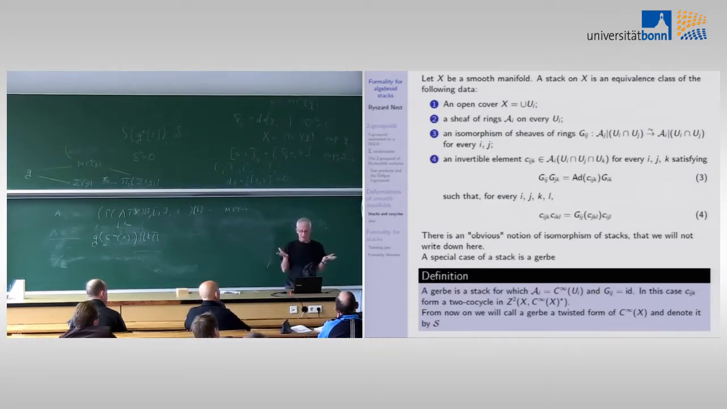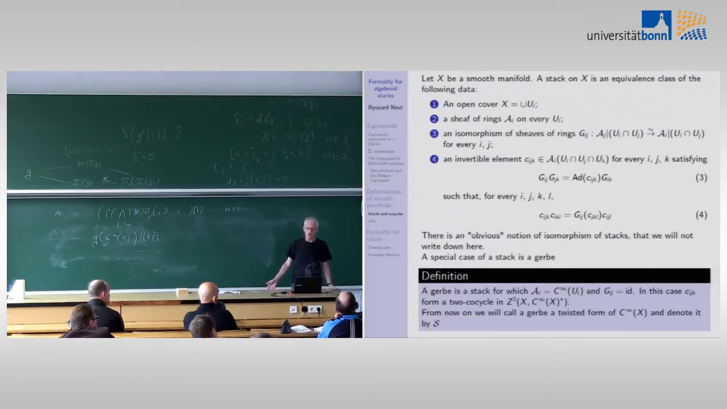So a stack on X, where X is a smooth manifold or complex manifold, is an open cover. On every open set, we have a sheaf of rings. Then on intersections of the cover, we have isomorphisms between these sheaves of rings, or their restrictions to intersections. And on triple intersections, these isomorphisms don't glue together, but they glue up to an inner automorphism. And these inner automorphisms have to satisfy the obvious cocycle condition.